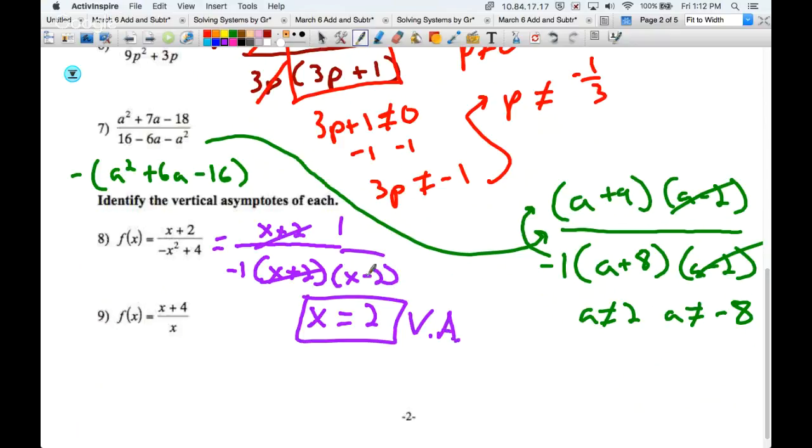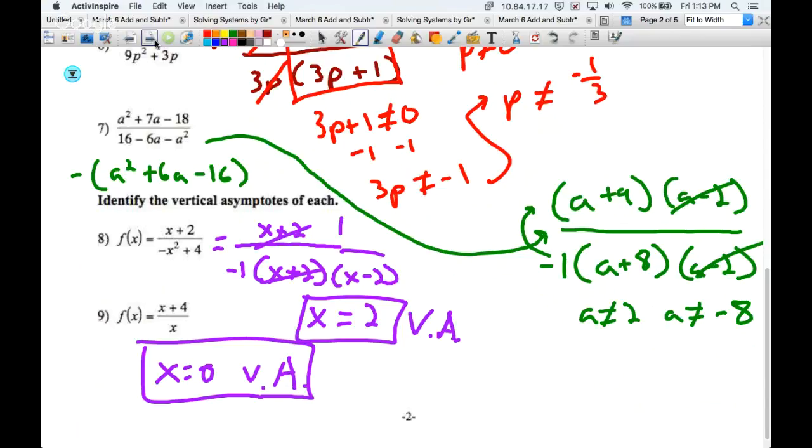2 is the value that would cause us to divide by 0. Therefore, it's an excluded value. How it presents on the graph is as a vertical asymptote because it does not cancel out. And in this one here, this is already factored, so x equals 0 is our vertical asymptote on this one here.